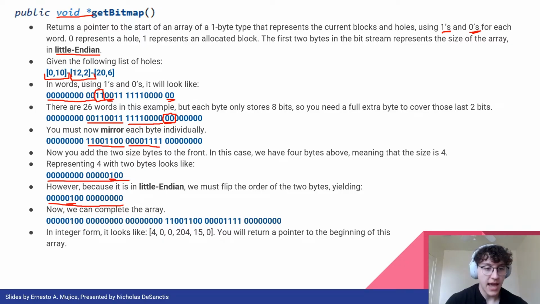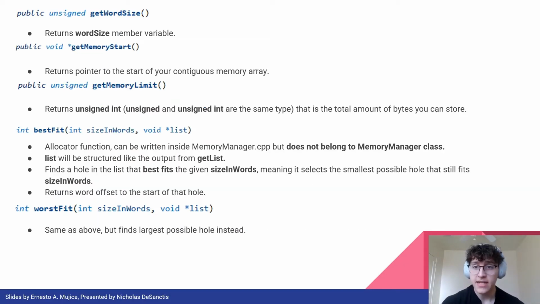So now we can complete the array. So just to recap, after getting the initial list in terms of bytes, every byte gets mirrored, and the 2 bytes representing the size swap places, and then we combine that all together to get our completed bitmap. Okay, and that's getBitmap.